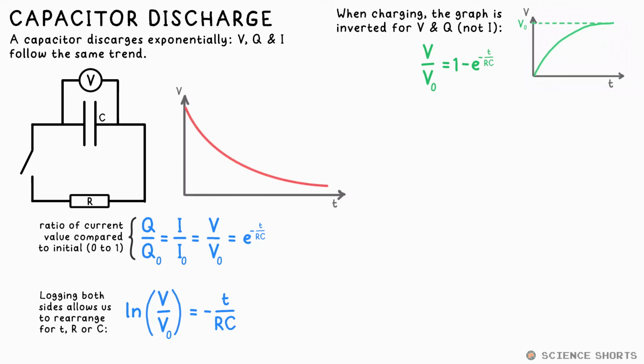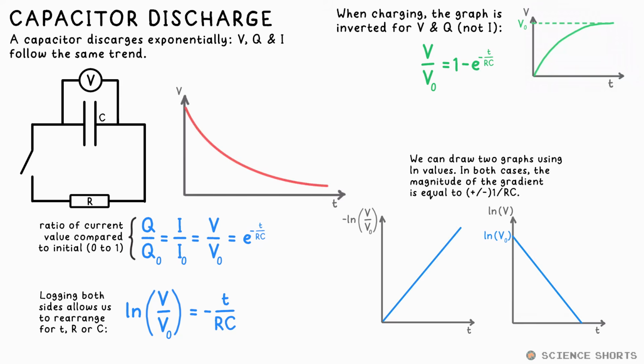To rearrange for t, R, or C, we natural log both sides, leaving us with log or ln on the left. Yes, I can say that even though it's a natural log. ln of V over V0 equals minus t over RC. This is needed when doing an experiment to find an unknown capacitance. We measure V as it changes with time as it discharges.